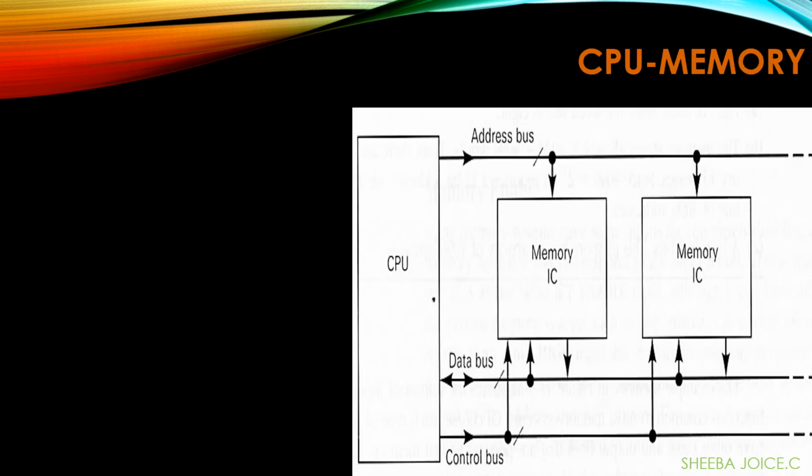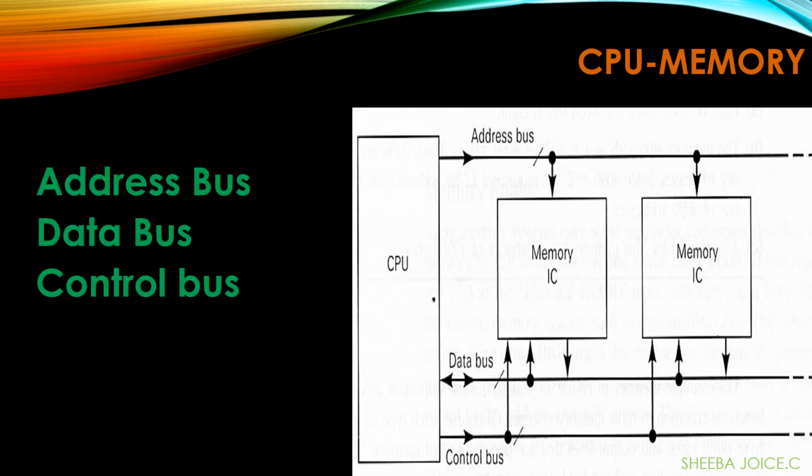CPU and memory. Here we can see the CPU and memory are connected through buses. We have 3 buses, namely address bus, data bus and control bus. The address bus is a unidirectional bus which connects the CPU to the memories. From the CPU, the address is taken to each memory unit, so it is unidirectional. The data bus is bidirectional, wherein the data is transmitted from the CPU to the memory unit or from the memory unit to the CPU. The third bus is the control bus, which gives control signals from the CPU to each of the memory units.